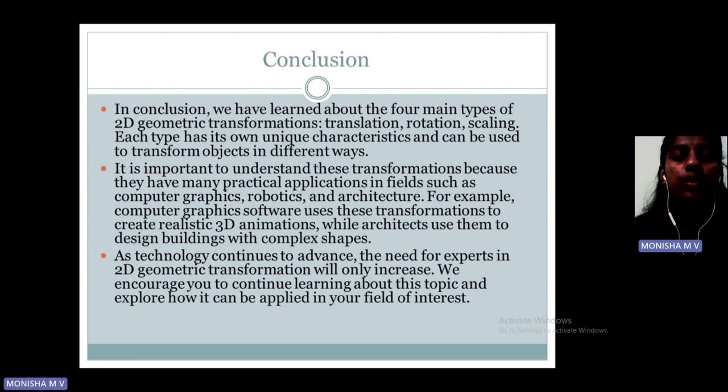I encourage you to continue learning about this topic and explore how it can be applied in your field of interest. Whichever field you are learning or working in, please continue exploring transformations using 2D and 3D geometric transformations. It will increase the scope, never decrease it. This is a rapidly increasing scope and it will never decrease. So I encourage you to continue learning 2D and 3D transformations. It will help you in your career and future.